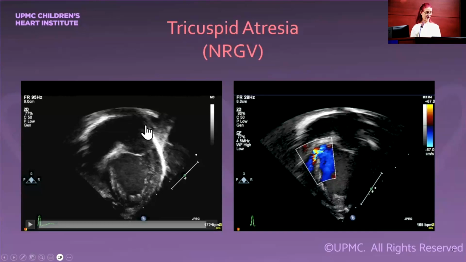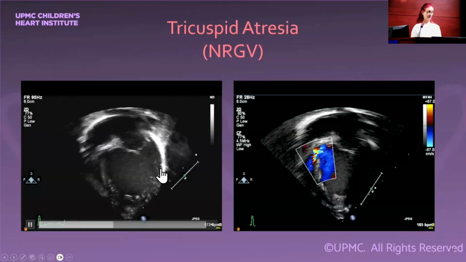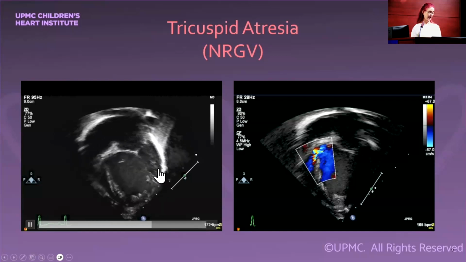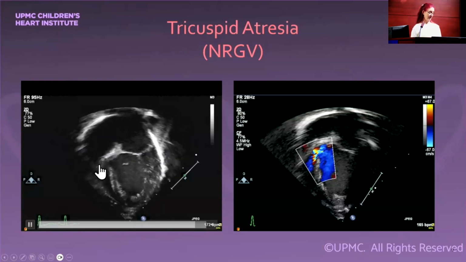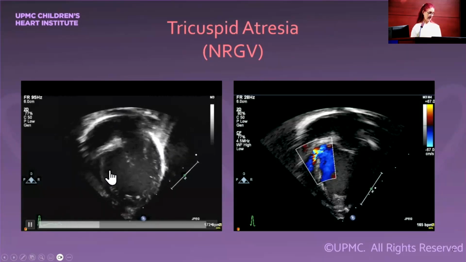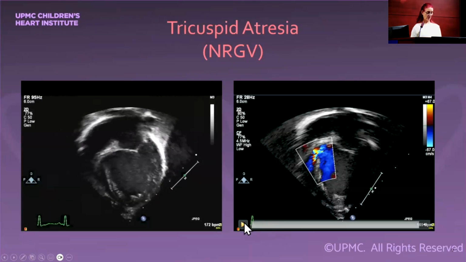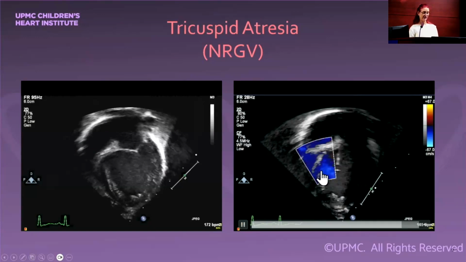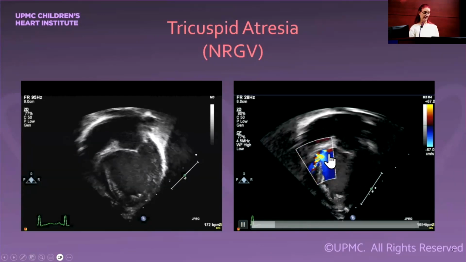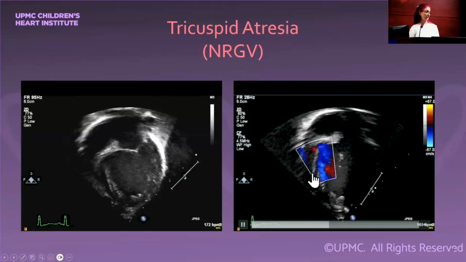Moving on to some other versions of univentricular hearts. Here is an example of a tricuspid atresia, an LA, mitral valve, mildly dilated LV. There's a sense here, I'm sorry, I know this is a little dark, of the septum here and a small cavity over here on the right. When we tip up a little bit into the LV outflow tract, you see this small VSD and a hypoplastic right ventricular chamber.